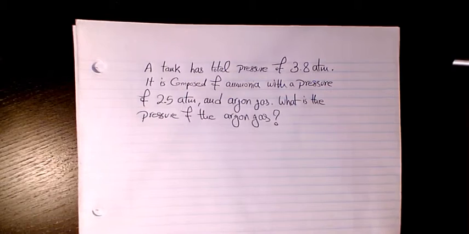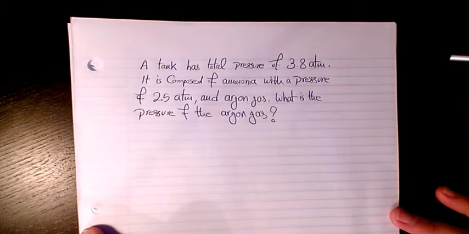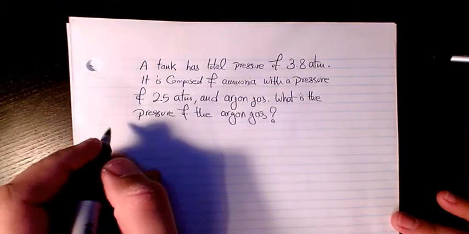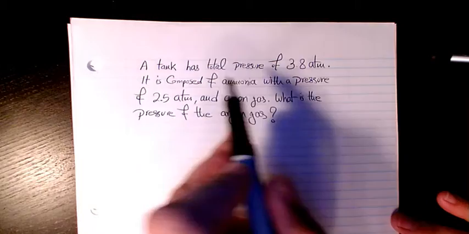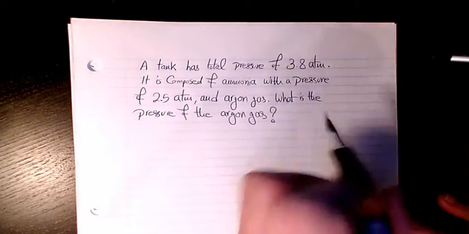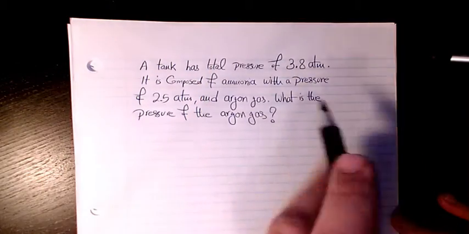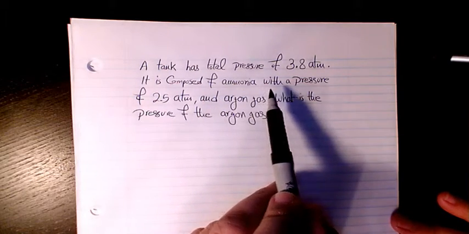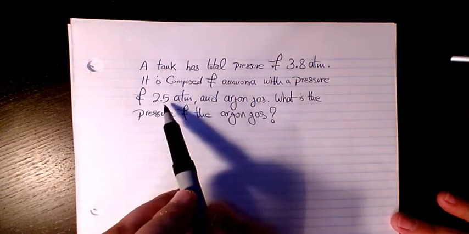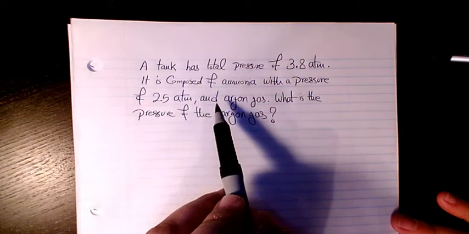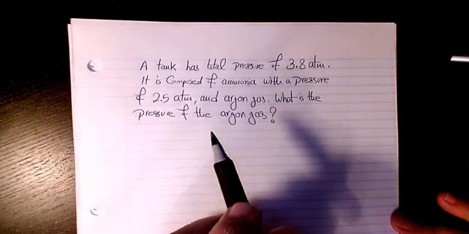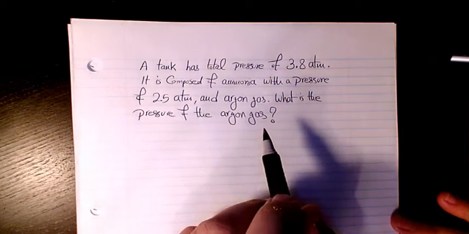This video I want to show you how to find the partial pressure. So what we have here, a tank has total pressure of 3.8 atm, means 3.8 atmosphere. It is composed of ammonia with a pressure of 2.5 atm and argon gas. What is the pressure of the argon gas?